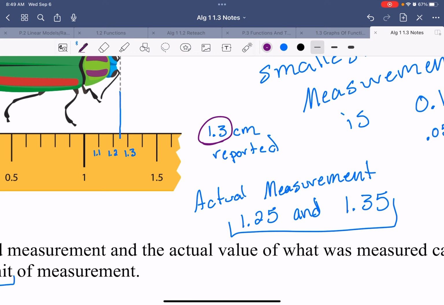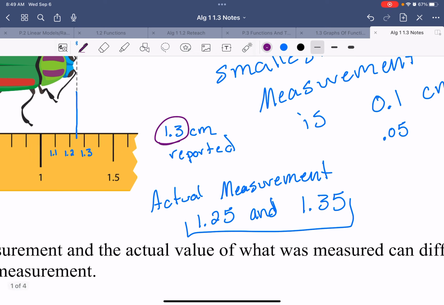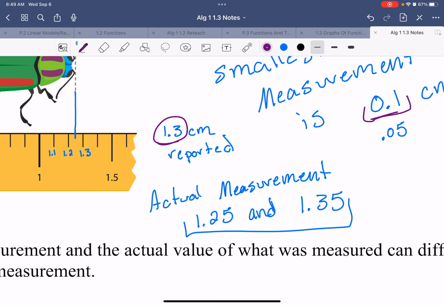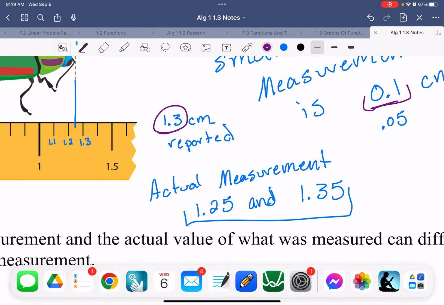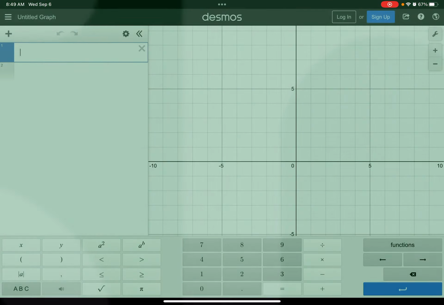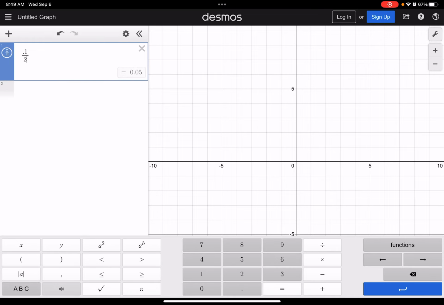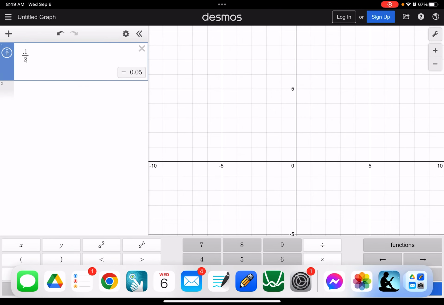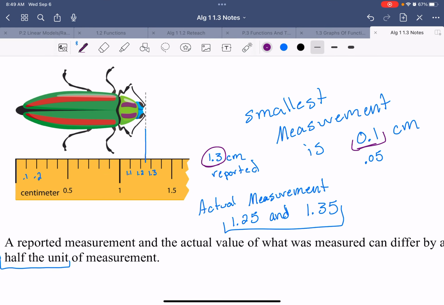So we take the smallest unit of measure, which is 0.1, and take half of it. If you don't know what half of that is, you can always divide it by 2, right? Take 0.1 divided by 2. See what I get, 0.05. So really I could be 0.05 on either side.